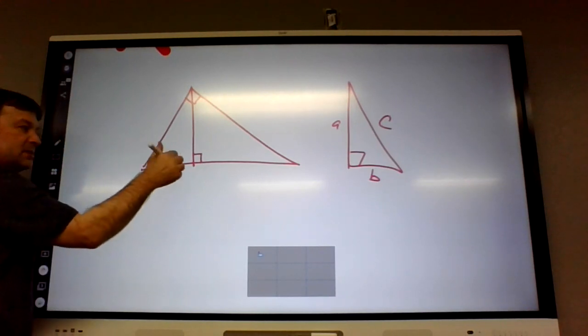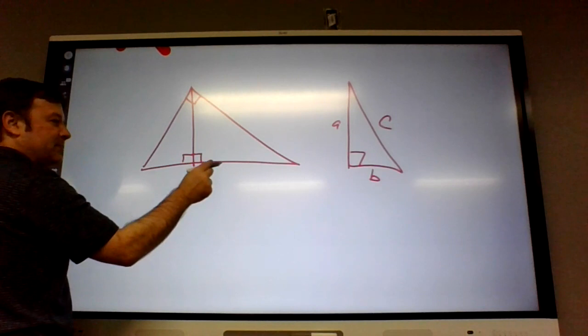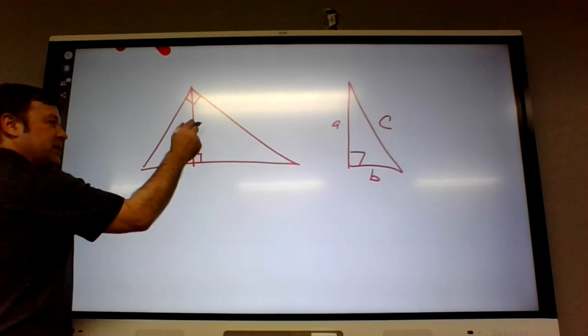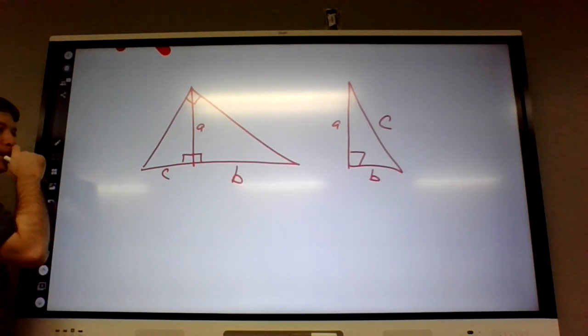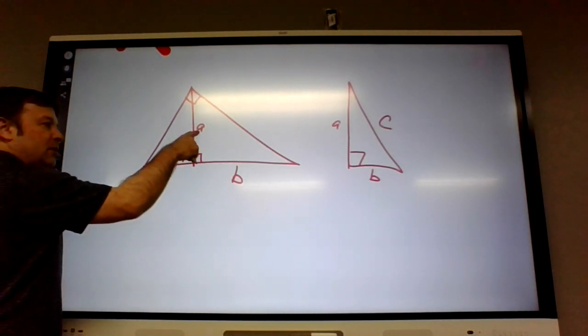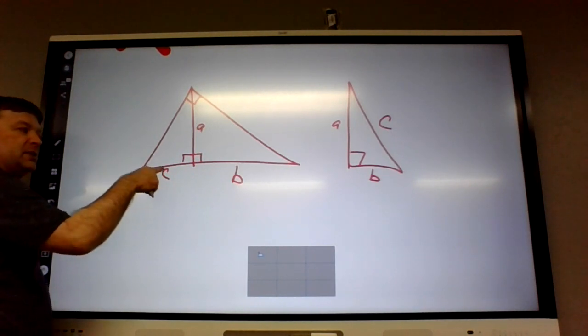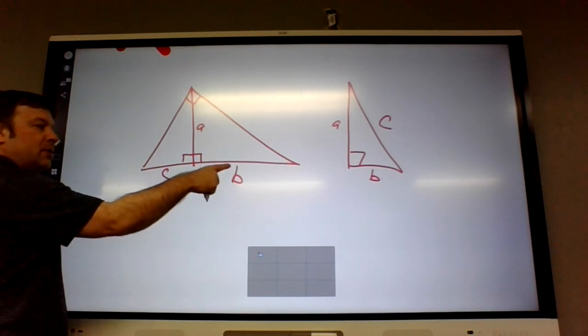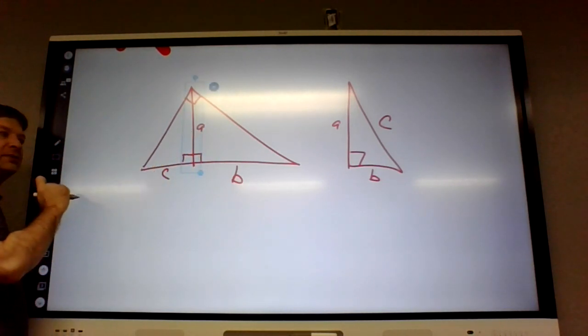So on this little triangle over here, we kind of did something like this on one of the problems yesterday. I'll say this is A and B and C. The long leg on the little triangle is A, and the short leg on the little triangle is C. On this medium triangle, the long leg is B, and the short leg is A.